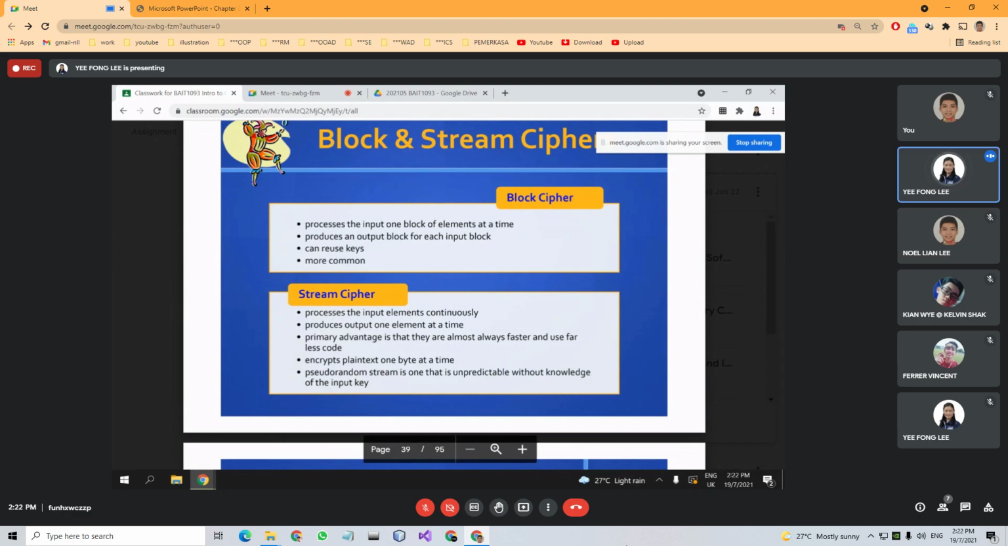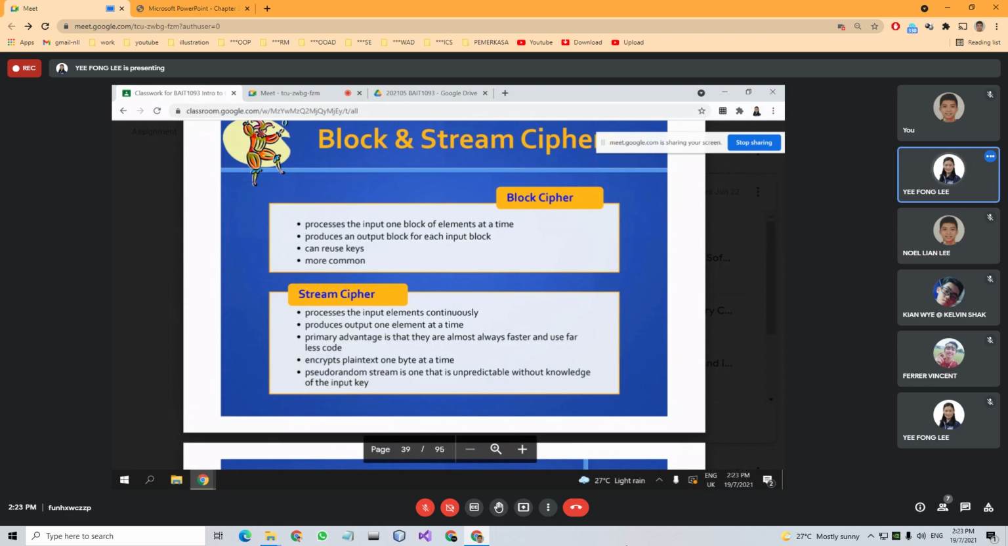Okay, a block cipher produces an output block for each input block. However, a stream cipher processes the input elements continuously, producing output one element at a time. So one works block by block and the other continuously.